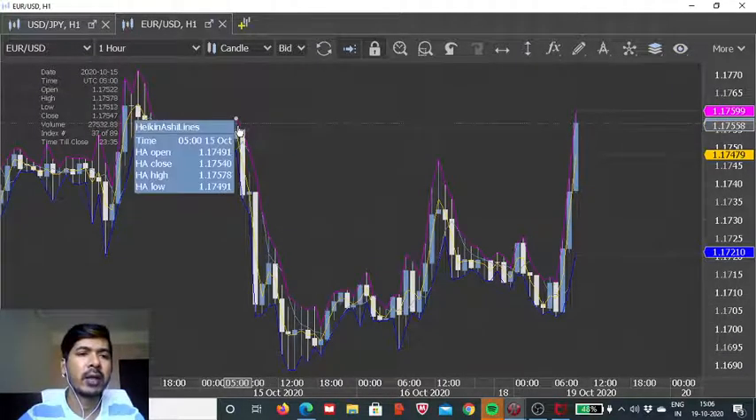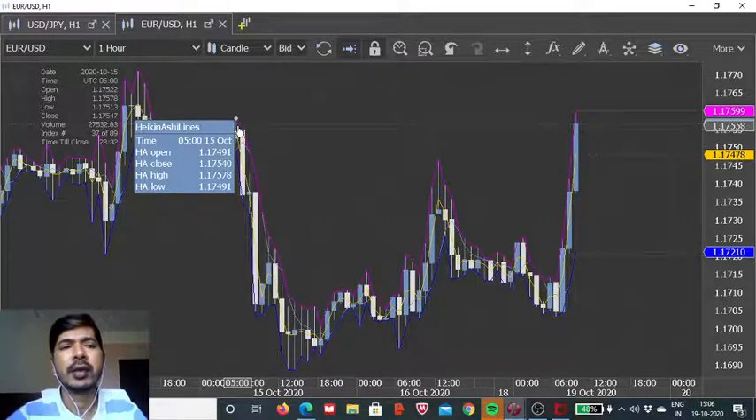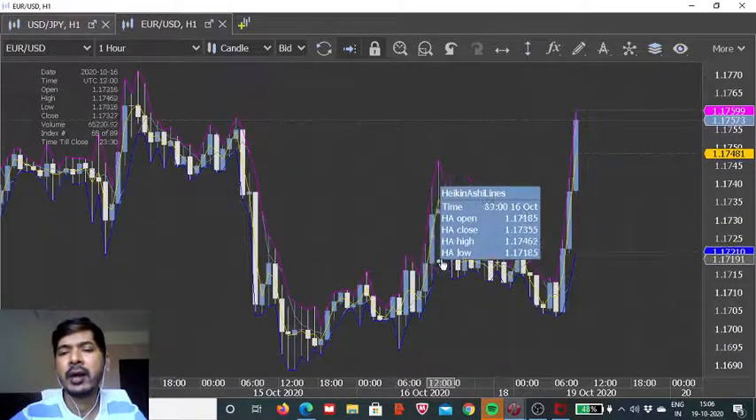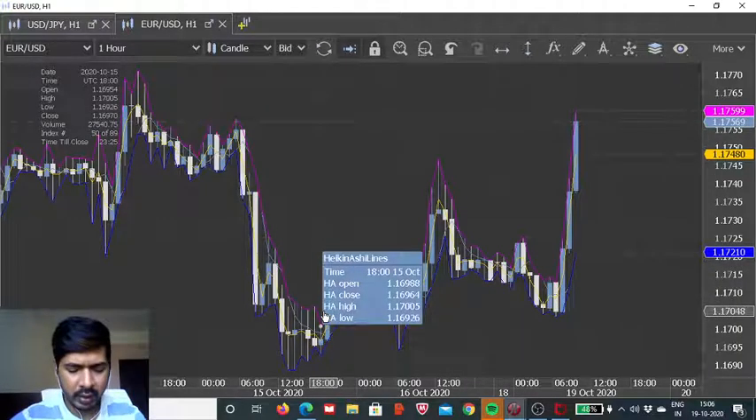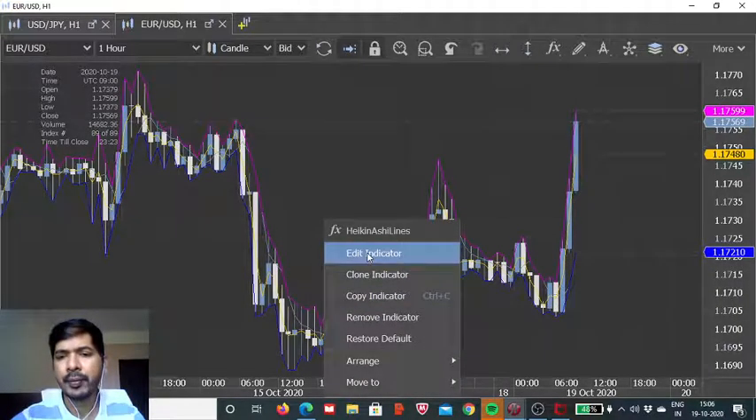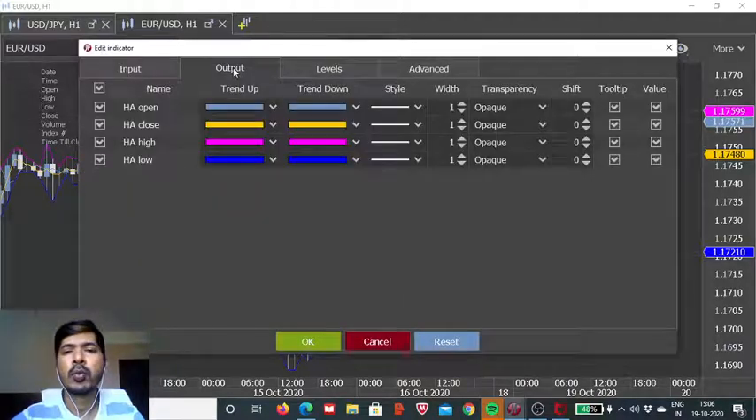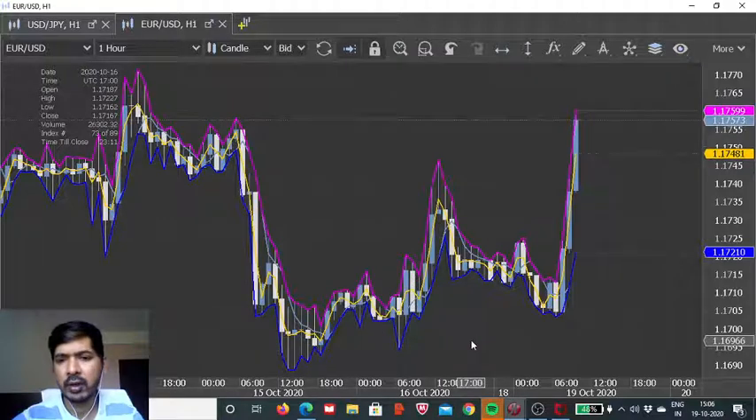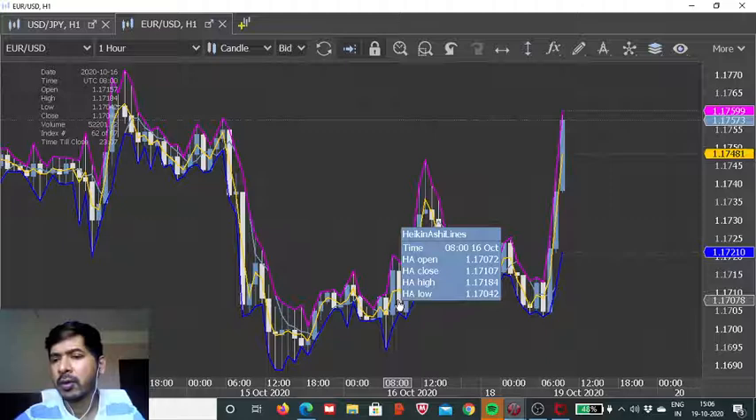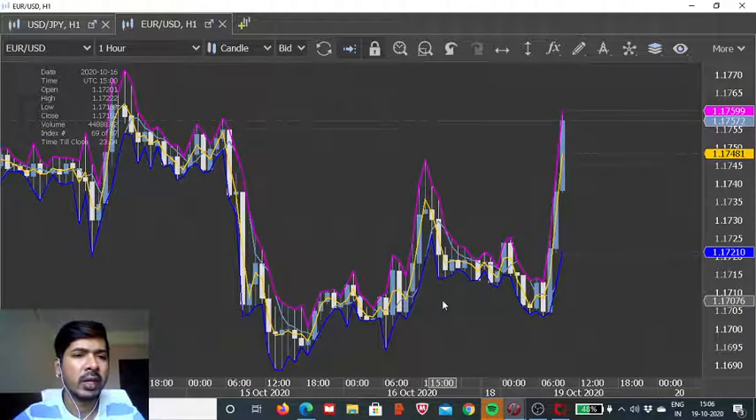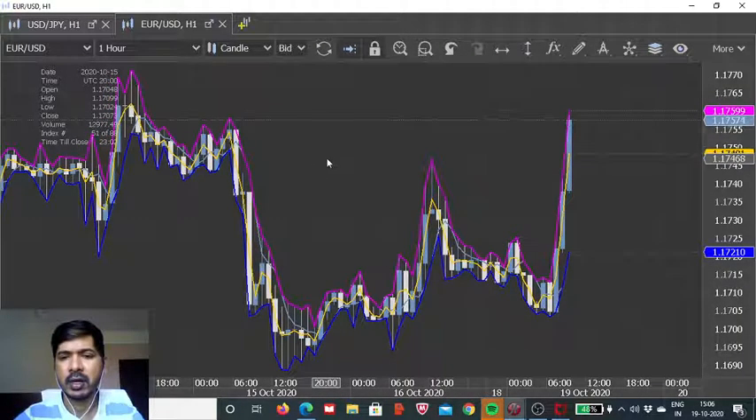I have plotted these Heikin Ashi lines on the hourly chart for the EUR/USD, and as you can see on the chart, I think I will need to increase the width of this output so that these are more easily visible. Okay, so I have increased the width of this line. I hope now these are better to see, and visibility is much better.